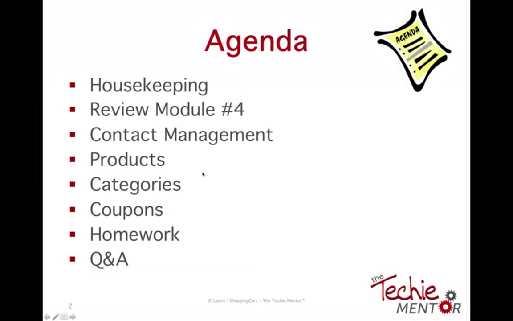Usual housekeeping. We'll review Module 4. Then today we're going to do contact management, products, categories, and coupons. Today is really going to be more about products, but we need to go through the contact management piece as well. And then, of course, homework, and then our Q&A.